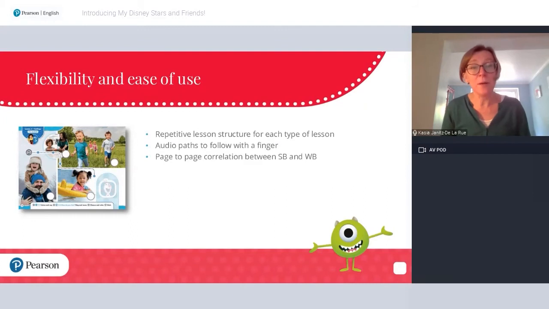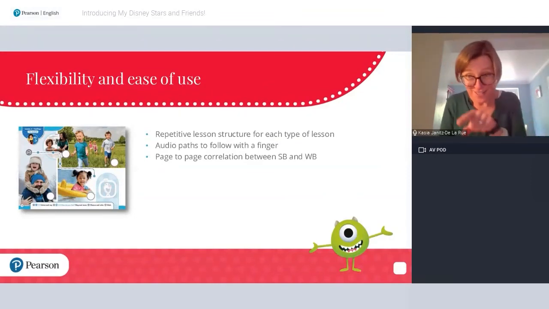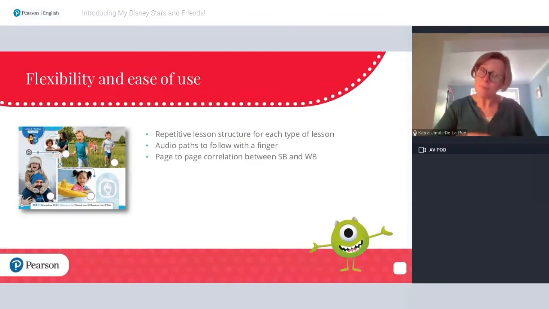Another thing that we have come up with, which you can see on this page, is that we have audio paths to follow with a finger for students. So as they listen, they can move from one picture to another, and that helps them follow the audio, but it also helps you see whether they are following the audio, if their finger is in the right place. And another thing that we have come up with to make it simpler for you and for students and also for parents is that we always have one page of student book per one page of workbook. So the material is introduced in the student book, and then there's extra practice with particular attention to fine motor skills in the workbook. And there's always this clear correlation.